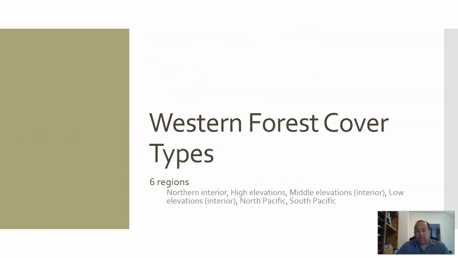And that takes us to our western forest cover types. According to SAF, we'd have 6 regions. We have northern interior, high elevations, mid elevations, and low elevations, which are all in the interior. And then we have the North Pacific and South Pacific, that's within our West Coast forest. But we're going to talk about the western interior forest, and we're going to talk about the West Coast forest.